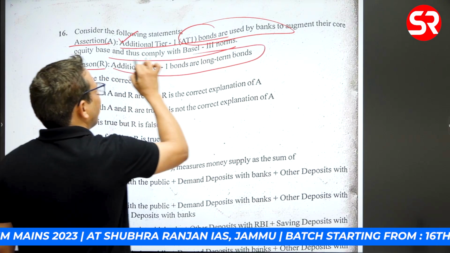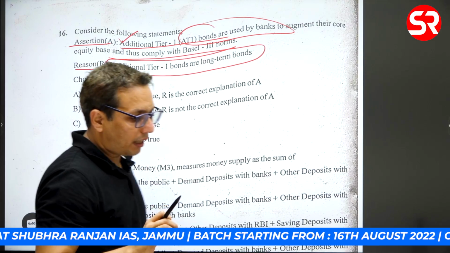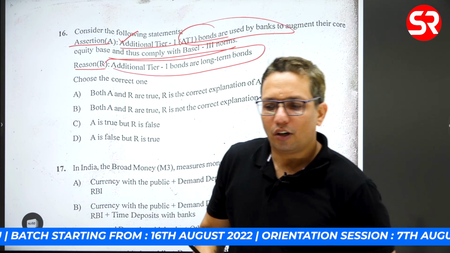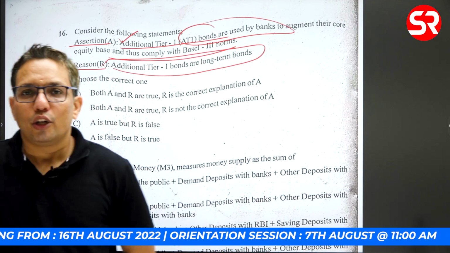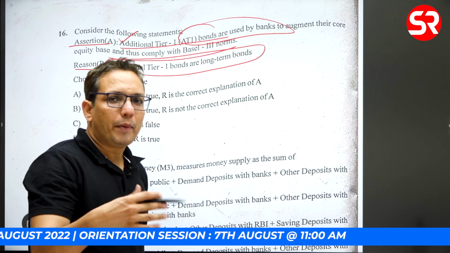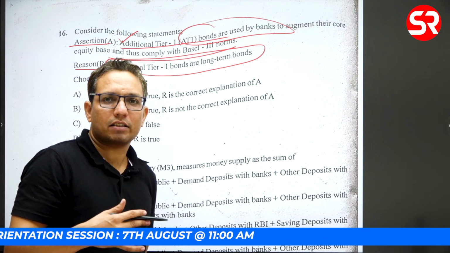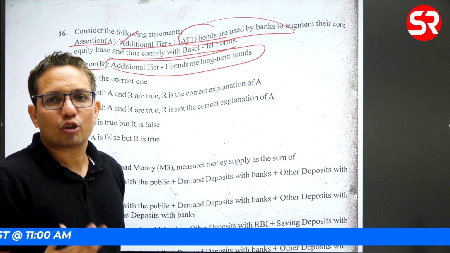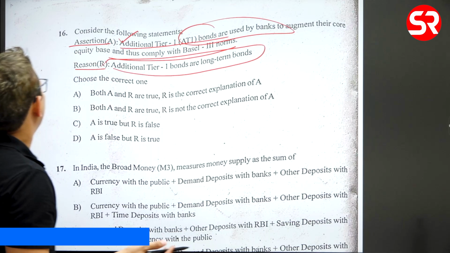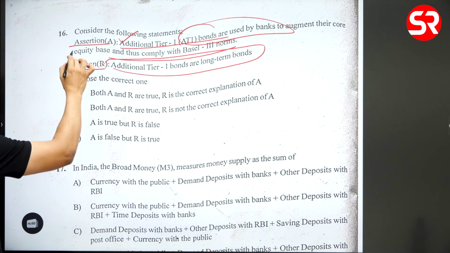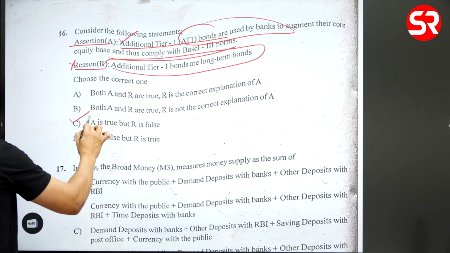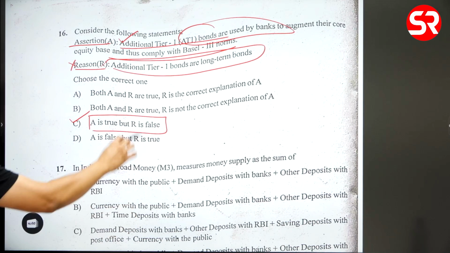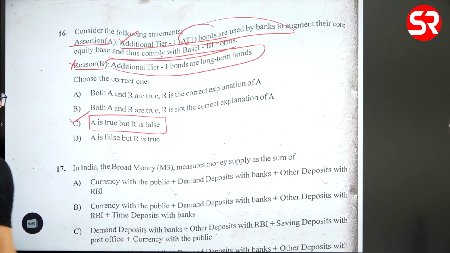the additional tier 1 bonds are long-term bonds. They are not long-term bonds. They do not have as such a maturity period. It's not that they will be maturing and we will be getting the money. We can sell it to someone else and get the money, but there is no maturity period for them. So this statement is wrong. So we're left with only option C, that A is true but R is false. The second statement is wrong, hence the reasoning is wrong.